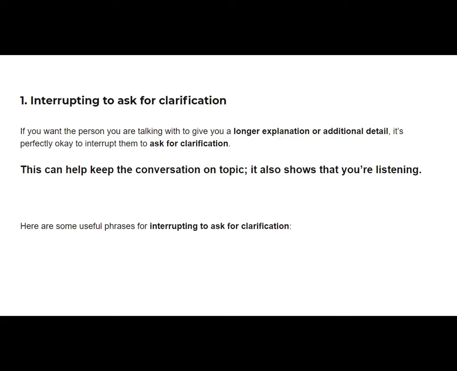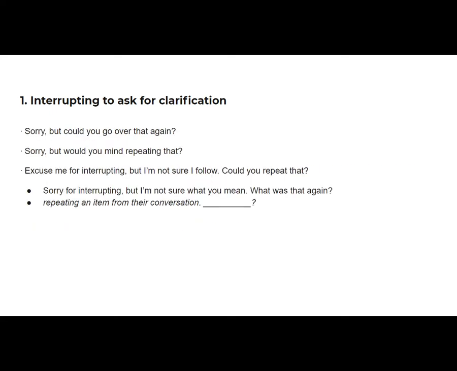So here are some useful phrases that might help us when we want to interrupt for clarification. Sorry, but could you go over that again? Sorry, but would you mind repeating that? Excuse me for interrupting, but I'm not sure I follow. Could you repeat that? Sorry for interrupting. I'm not sure what you mean. What was that again? And then, what's sometimes called mirroring or reflexive listening, repeating an item from their conversation.